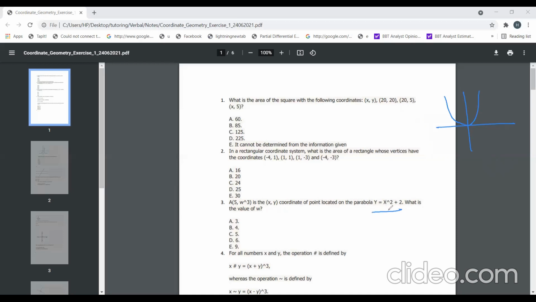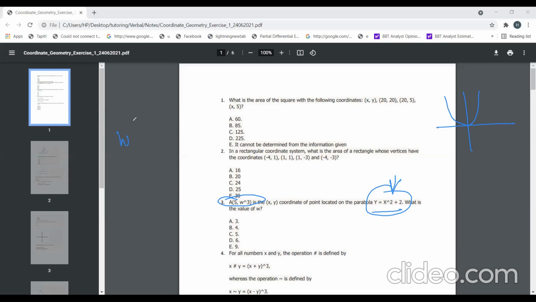Parabola y equals x square plus 2. What is the value of w? If this point A lies on this parabola, y is equal to x square plus 2, then the coordinates of A should satisfy this equation. Let's just substitute the values of the coordinates of A.